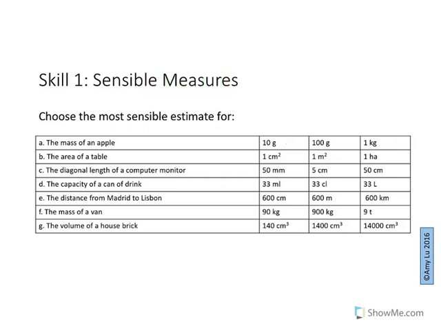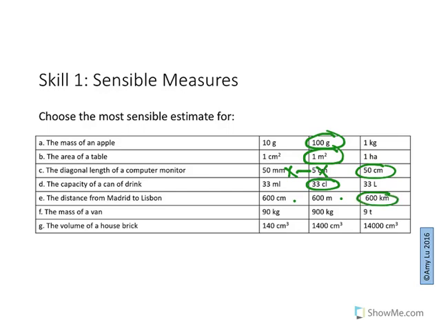Okay, so the mass of an apple would usually be about 100 grams. The area of a table would approximately be 1 meter squared. The diagonal length of a computer monitor would most likely be 50 centimeters. And if you think about it, 5 millimeters and 5 centimeters are the same thing, so you can eliminate those two. The capacity of a can of drink is usually 330 milliliters, which is the same as 33 centiliters. The distance from Madrid to Lisbon is such a far distance, it cannot be meters, it definitely cannot be centimeters, so it's in kilometers.